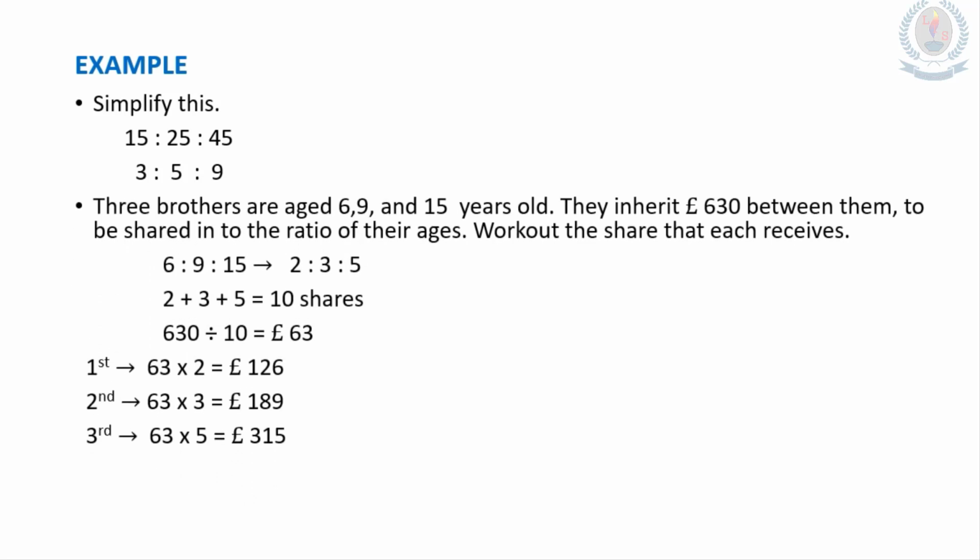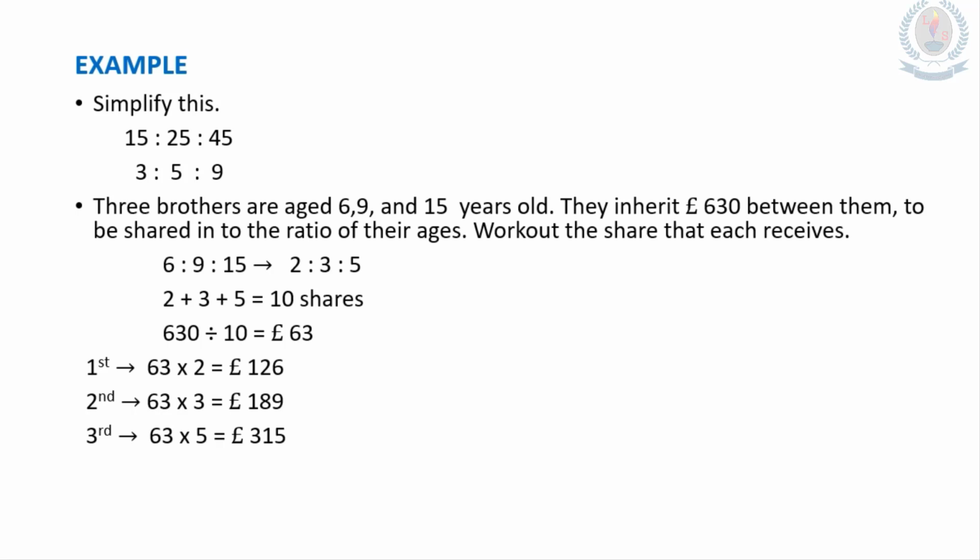3 brothers are aged 6, 9 and 15 years old. They inherit 630 pounds between them to be shared in the ratio of their ages. Work out the share that each receives.